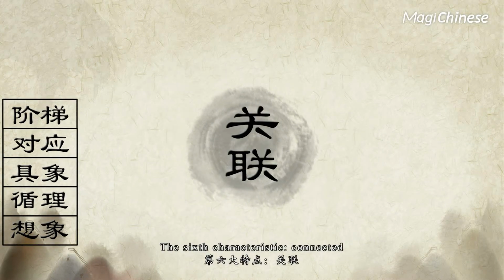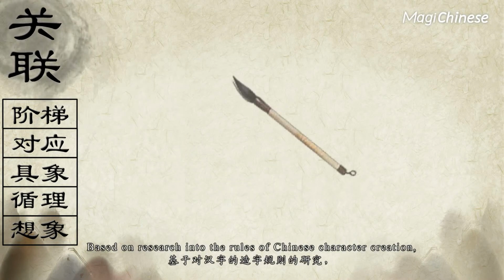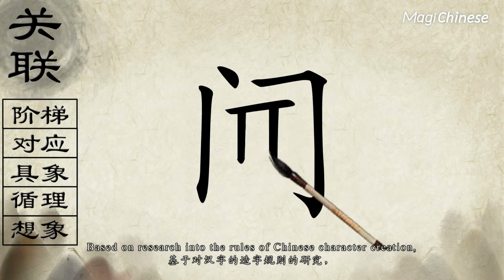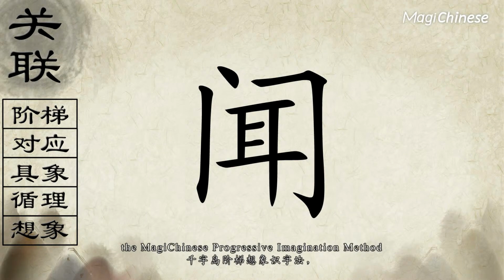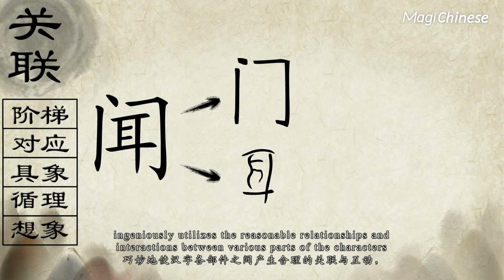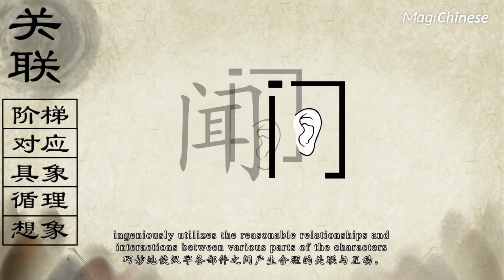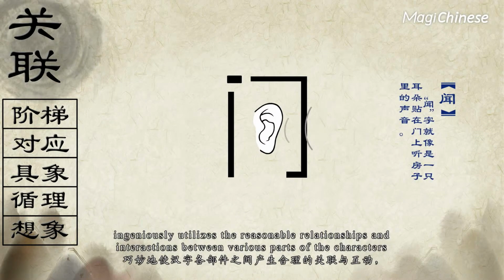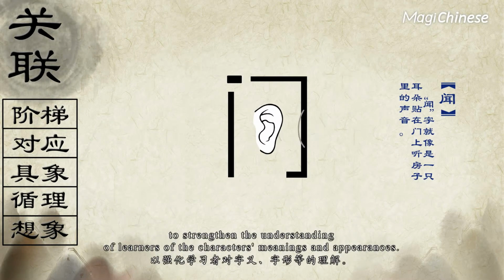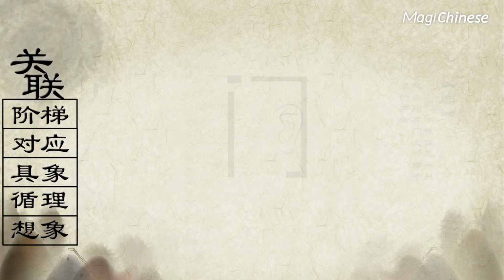The sixth characteristic, connected. Based on research into the rules of Chinese character creation, the MagiChinese Progressive Imagination Method ingeniously utilizes the reasonable relationships and interactions between various parts of the characters to strengthen the understanding of learners of the characters' meanings and appearances.